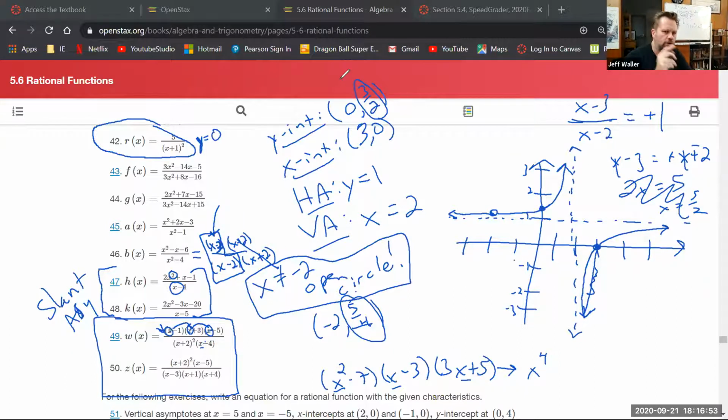Right, so you have to know those 3 situations, and I've got that handout up on Canvas that I'll show you in a minute if you haven't looked at it, that goes through each of the 3 situations. Higher degree on the bottom, 0. Equal degrees, ratio of coefficients. Higher degree on the top, slant.